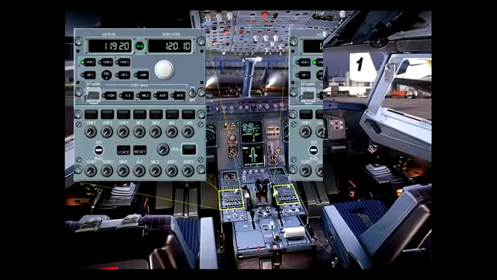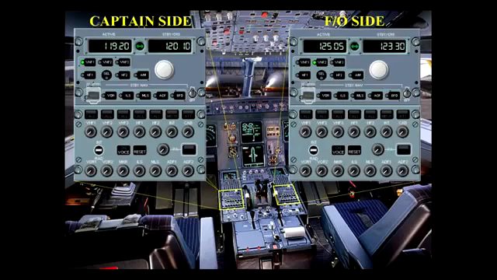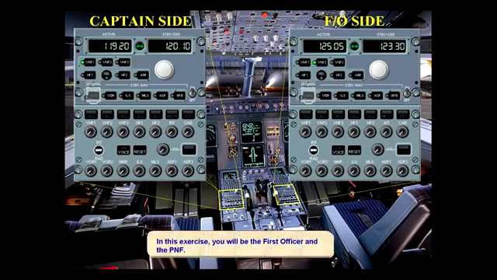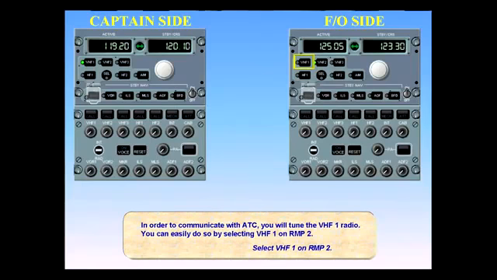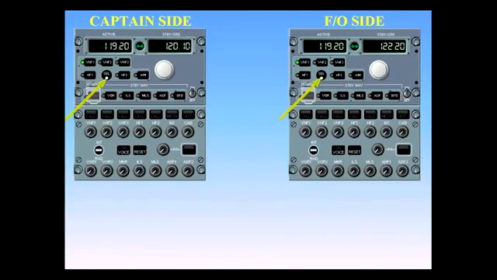In this exercise, you will be the first officer and the pilot not flying. In order to communicate with ATC, you will tune the VHF-1 radio. You can easily do so by selecting VHF-1 on RMP2. Select VHF-1 on RMP2. The select light illuminates on both RMPs. On RMP1 to indicate that VHF-1 is selected on another RMP, and on RMP2 because VHF-1 is not its dedicated radio.